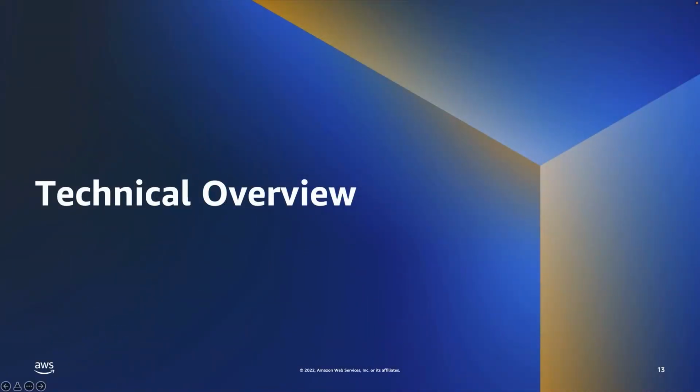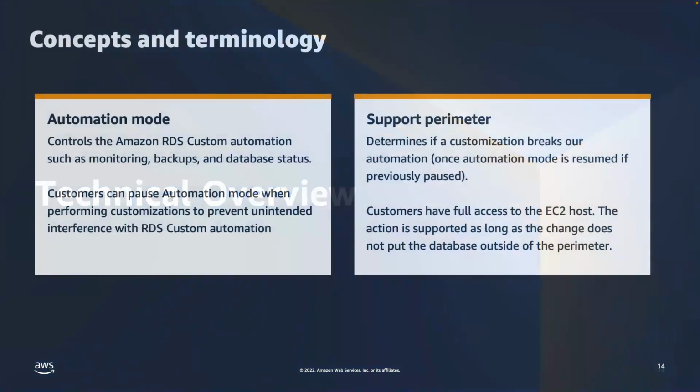There are some new concepts that we introduced with RDS Custom that you should know before using the RDS Custom service. So let's understand them. Now that you understand that you have superuser privilege to customize the RDS instance, it is important to understand how to apply the changes. To avoid conflicts between your changes and RDS Custom automation, we introduced these two new concepts, automation mode and support perimeter. Automation mode controls the Amazon RDS Custom automation, such as monitoring, backup, and database status. And support perimeter determines if the customization breaks our automation.